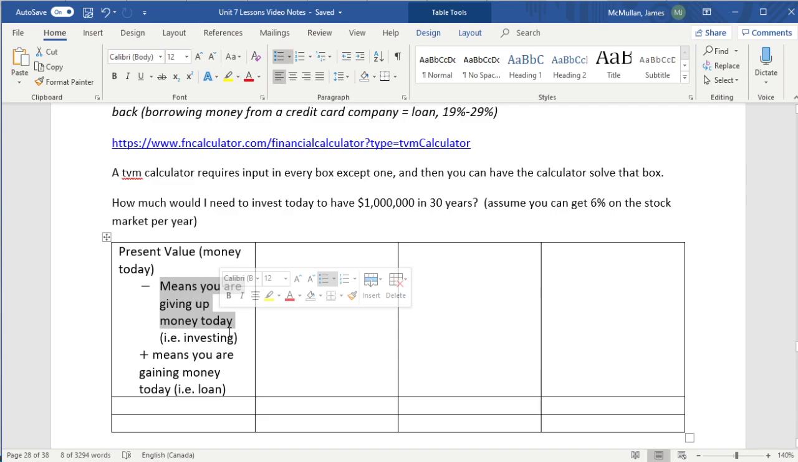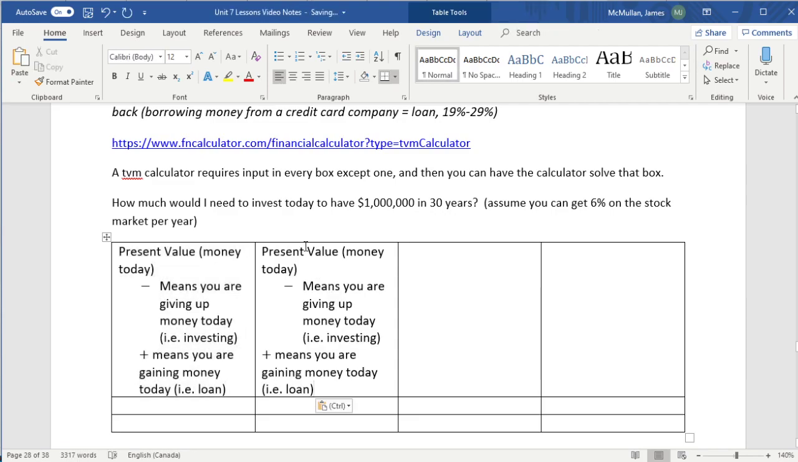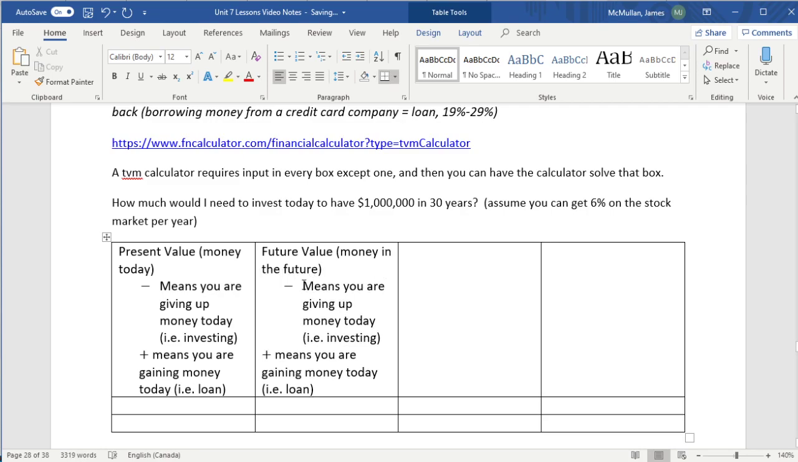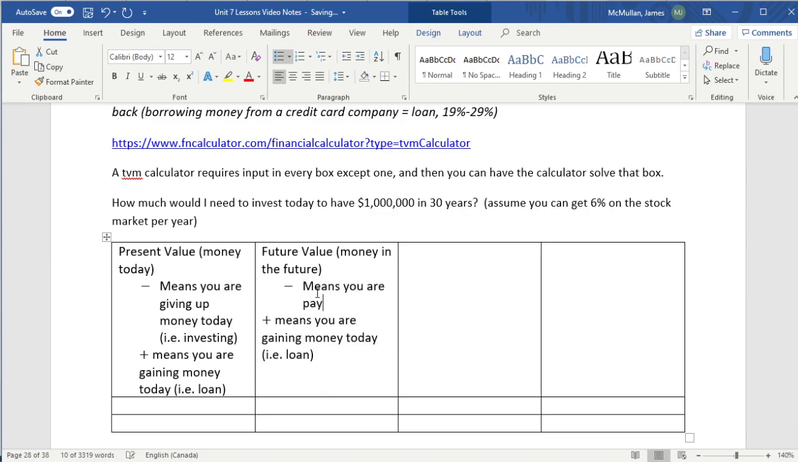Of course, the future value is the next column. Future value is money in the future. Now, if future value is negative, that means you are paying back, i.e., a loan. If it's positive, it means you are gaining money, i.e., an investment.